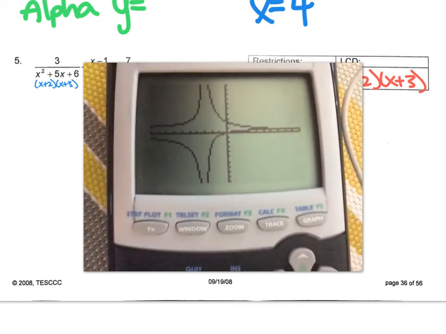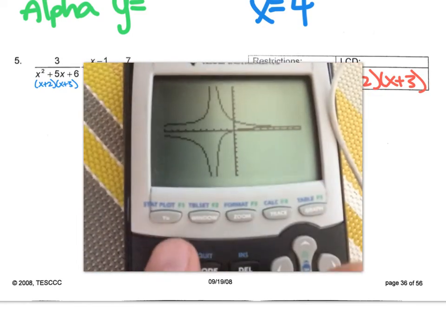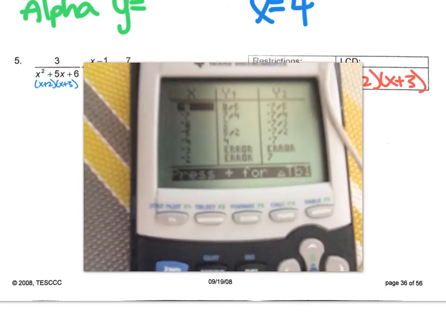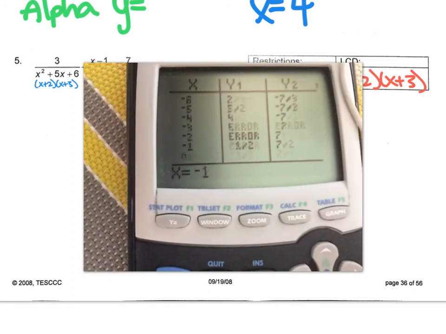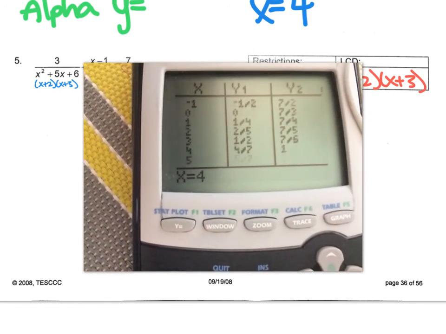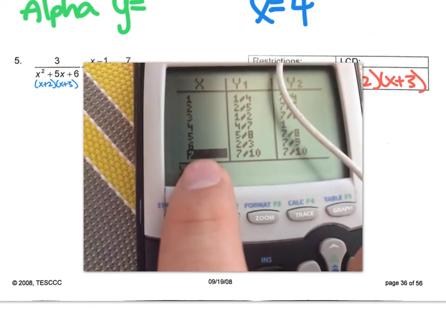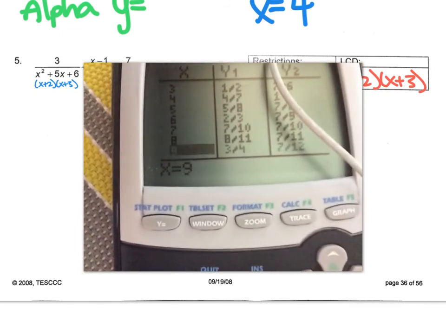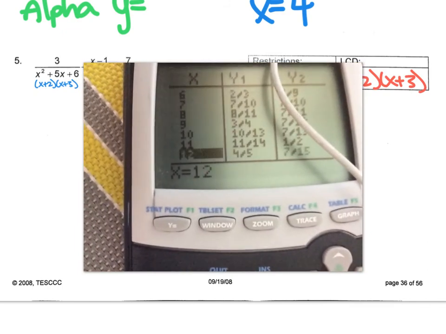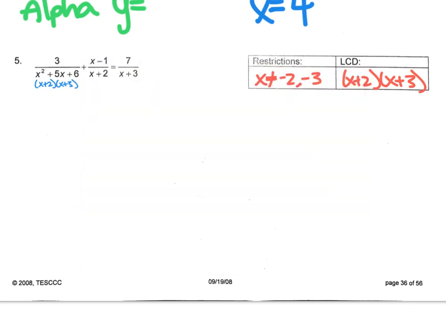And then once I'm looking at the graph, I'm not seeing any super clear intersections. I mean, there might be one over here, so go to your table and check. Look for the y values that are the same. So let's keep going into the positives. And here we go. At 7, we get 7/10 and 7/10. And then go ahead and check a few other ones. We can't find any. So we're going to settle with x equals 7.